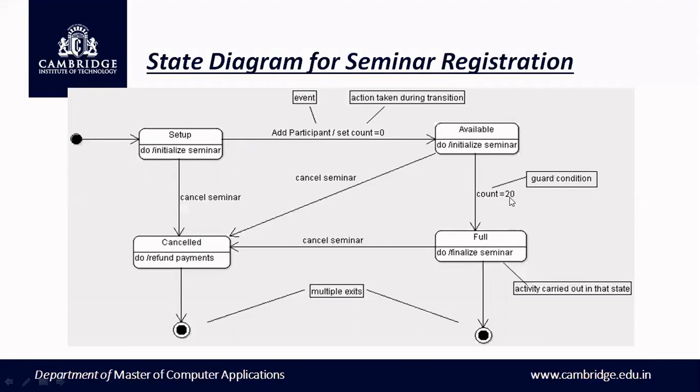The condition that we specify on the transition, we call the guard condition. Whenever this condition is satisfied, the transition from the available state changes to the full state. Once the registrations are full, it comes to the termination state, which is the exit point. You can see a bullseye here. So that is one path of the registration.